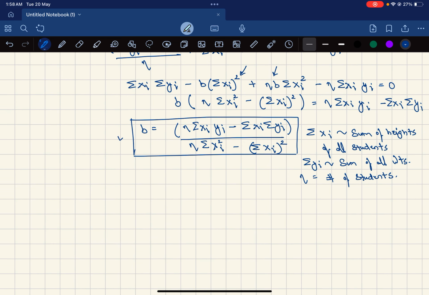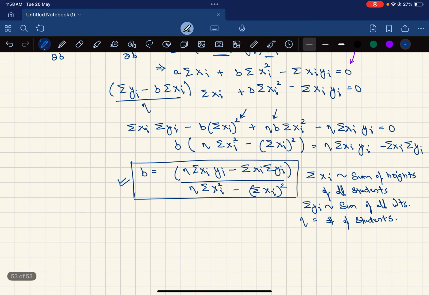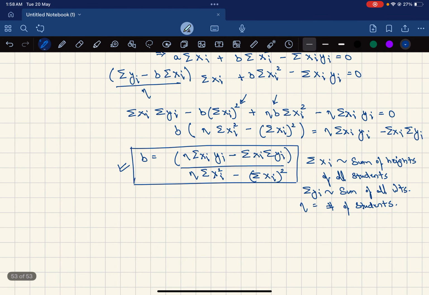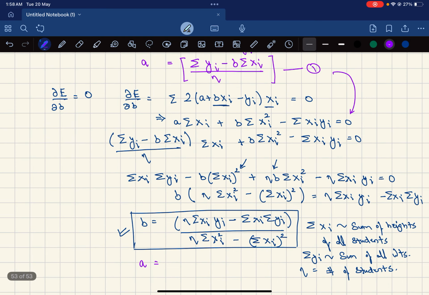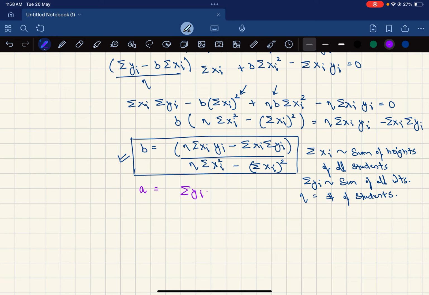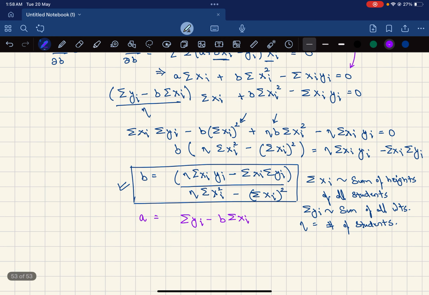So once we have got the value of b, the value of a is very easy since we already have a relation between a and b. So a is computed now as, we can pick it from here, summation yi minus b, which is already known now, b summation xi, whole upon n. So we can use these two formulas to get the required value of the slope and the intercept.